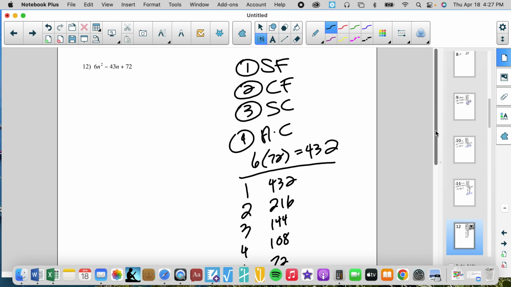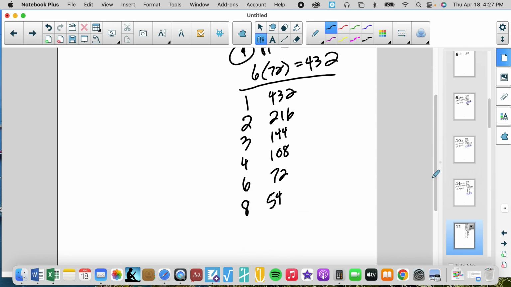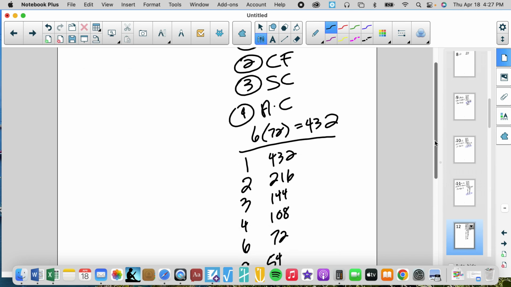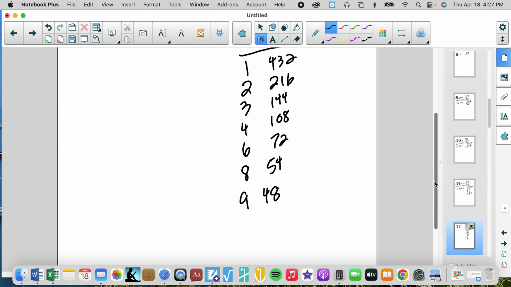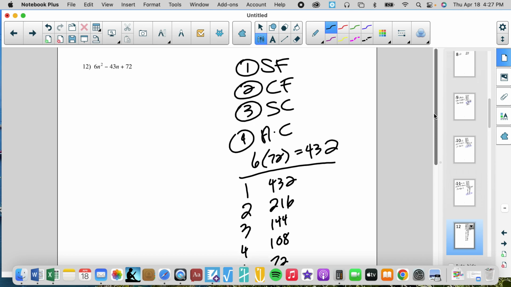Signs are the same to make 43. Nope, we're not close yet. 7, 8, 9, yes. 9 goes into that. 9 goes in, not 7. 9 goes in, 4 is 36, 72, 48. Close. Next one's going to be 10, no. 10, 11, 12. Yes, 12 and 36. 12 and 36 make 43.